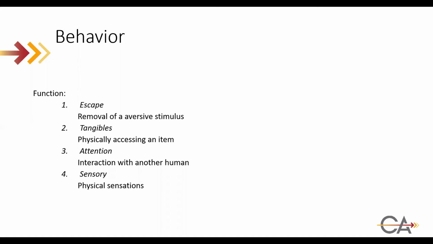Tangibles: we want to physically access an item, an iPad, a toy, things like that. Attention: we want to access attention or interaction with another human being. So we want to gain that attention. And then sensory, physical sensations. People do things because they feel good. Some people go running because they feel good. Some people like massages. All of these are physical sensory things that people enjoy. And so all human behavior is governed by a combination of these 4 functions, which we're going to get into in a lot more detail in the next one.